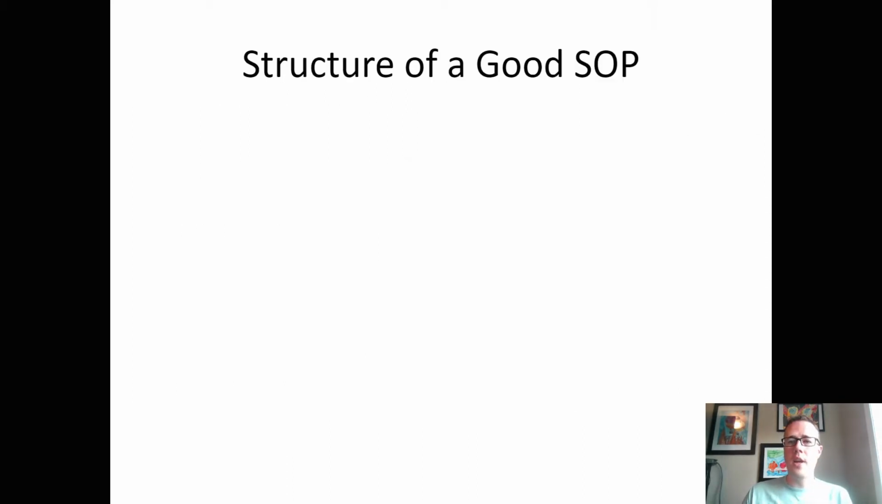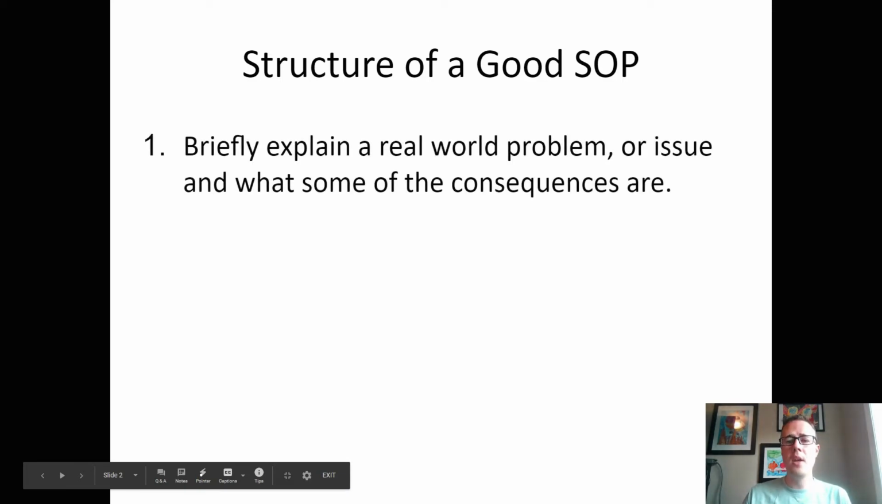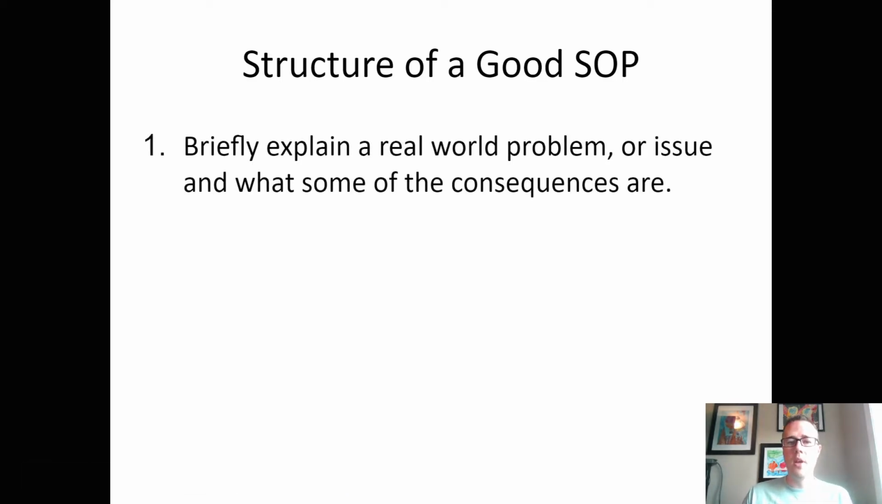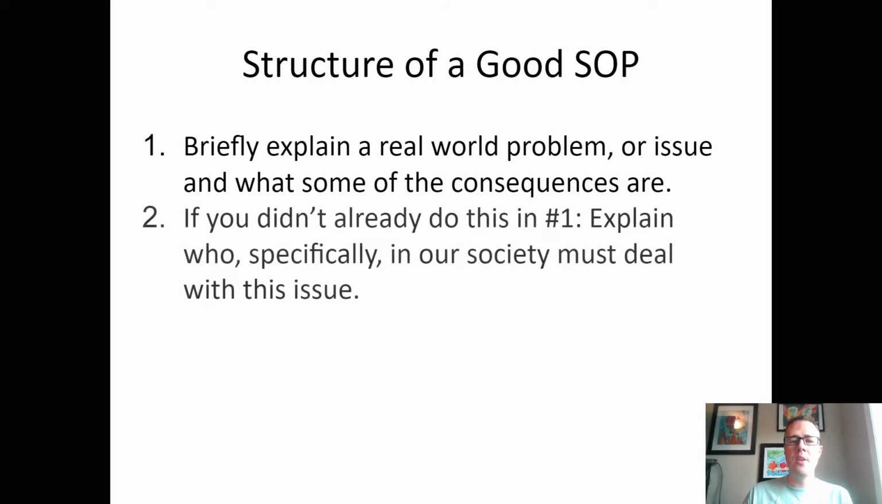The structure of a good SOP is actually pretty simple. You need to briefly explain what your real-world problem is, or what the issue that your product solves is, and some of the consequences of not following that issue or not seeing what that product could do to help. You'll see an example in a second. Number two, if you didn't already do this in number one, you need to explain who is going to be able to benefit or who this is going to be targeting.